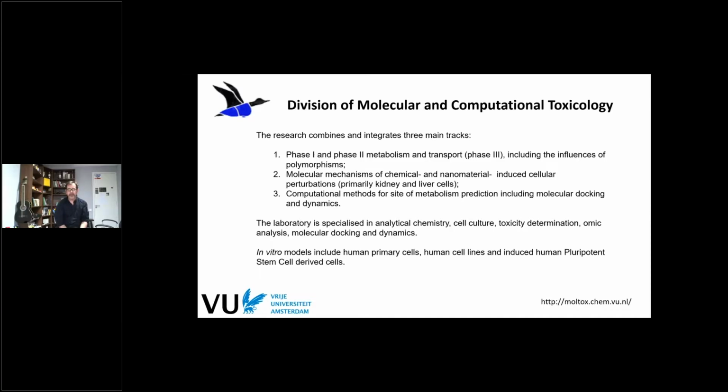And then Dan Gierke in my lab, he is a specialist in computational methods, and he looks at site of metabolism prediction, including molecular docking and molecular dynamics. Our laboratory is specialized in many sub-branches of this, including analytical chemistry, cell culture, toxicity determination, omic analysis, and as I said, molecular docking and dynamics. And we grow a variety of cells, human primary cells, human cell lines, and we are now getting big time into induced human pluripotent stem cells.